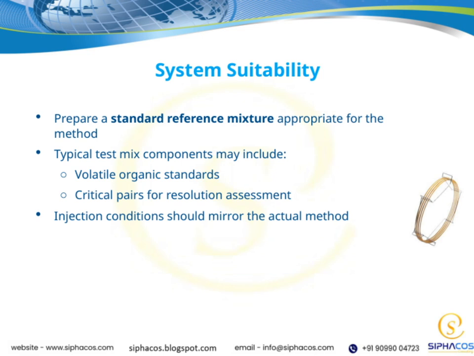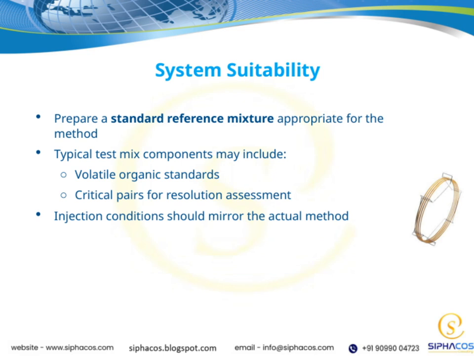Typically, it includes components like volatile organic standards, which are essential for calibration and detection. We also include critical pairs for resolution assessment, which help us verify that our system can clearly distinguish between closely related compounds. It's important that the injection conditions we use for this standard mixture mirror those of our actual method. This consistency ensures that the system suitability results are truly representative of the method's performance during routine analysis.